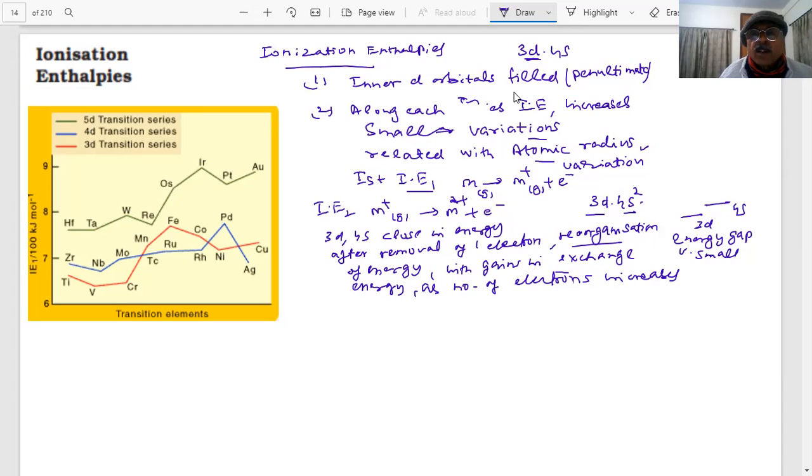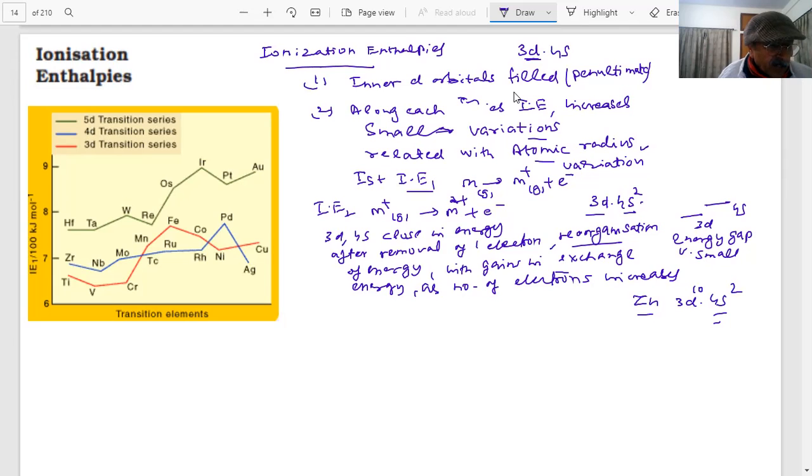What was the configuration of zinc? The electrons are 3d10 4s2. So in the case of zinc, the value is higher because it represents ionization from 4s. Once one electron is removed, there is a reorganization of energy, and that disturbs the trend of the ionization energies. That's what we are saying.